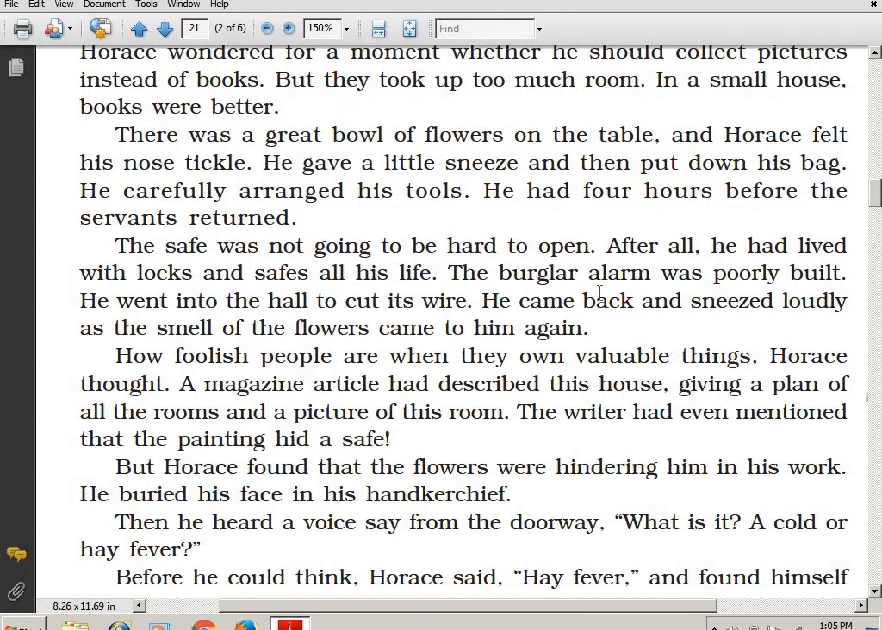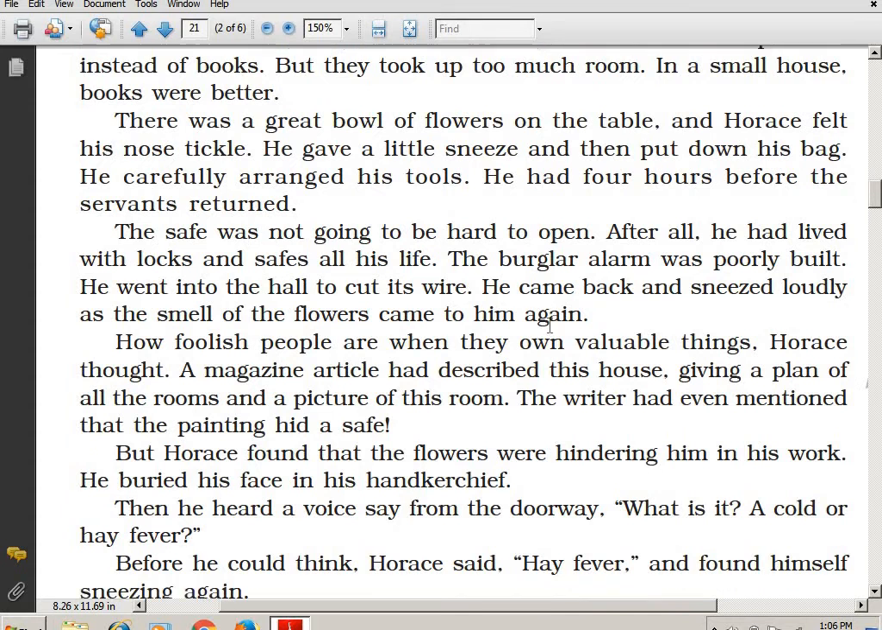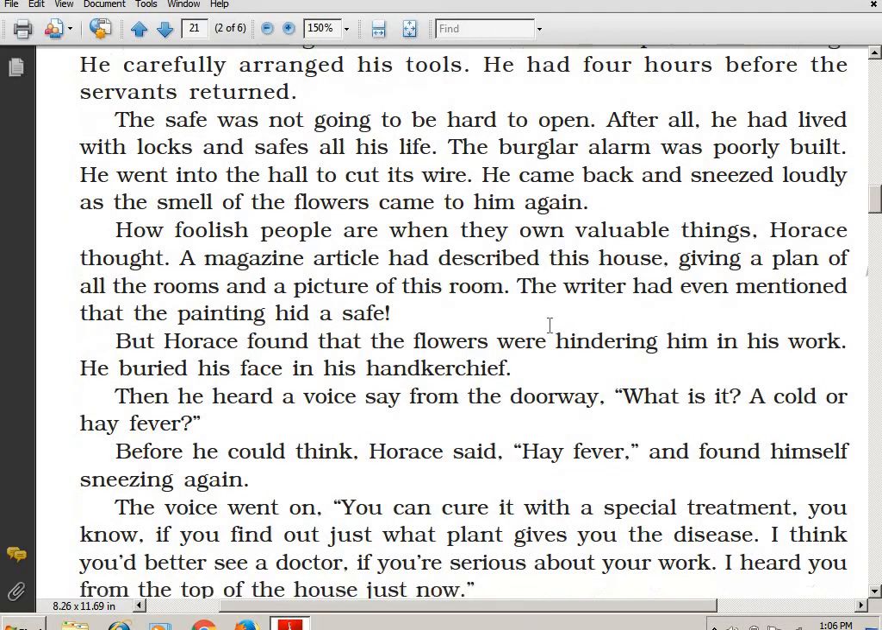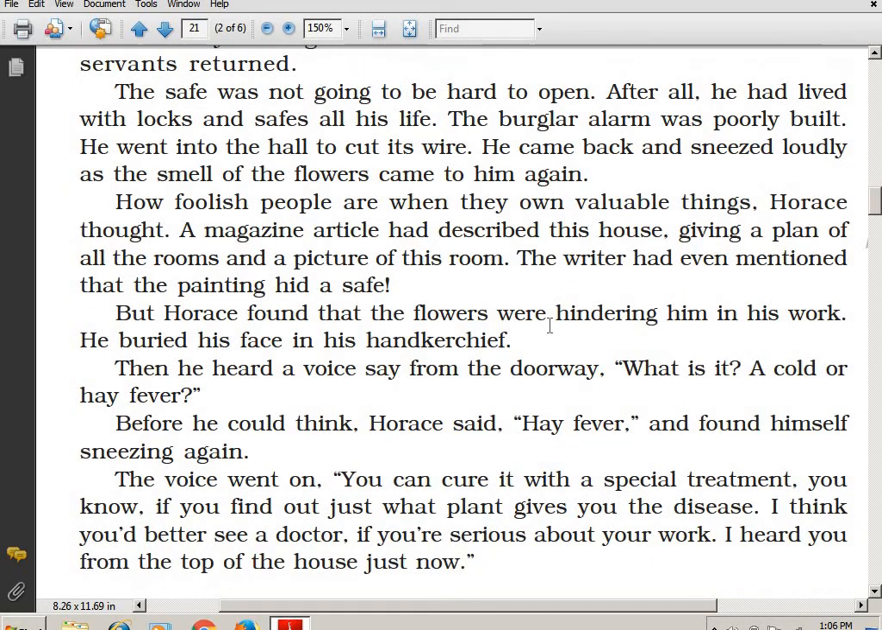The burglar alarm was poorly built. He went into the hall to cut its wire. He came back and sneezed loudly as the smell of the flowers came to him again. So what? He comes back and he sneezes. Why? Because the smell, the fragrance of the flowers was very strong, and he had the allergy. He could not bear the fragrance, so he started sneezing.